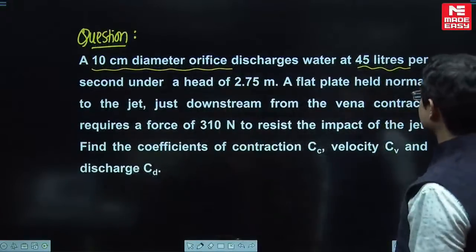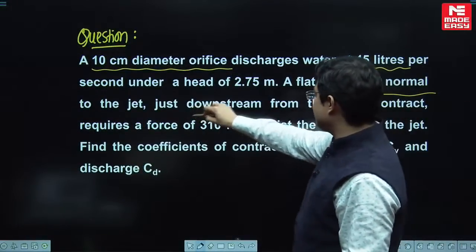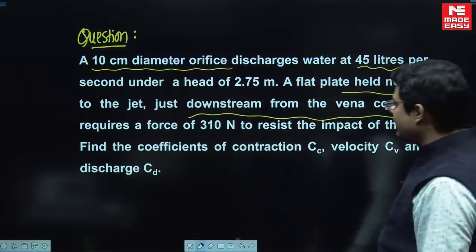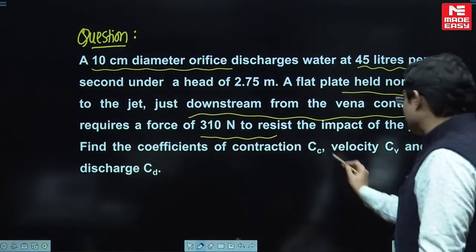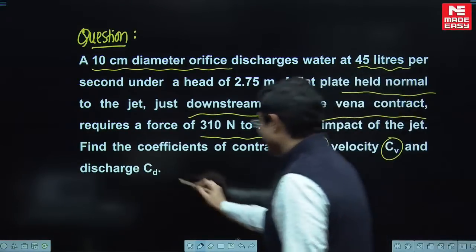Read, read, read. A flat plate is held normal to the jet just downstream from the vena contracta, requires a force of 310 Newton, impact of the jet. Find the CC, CV and CD.